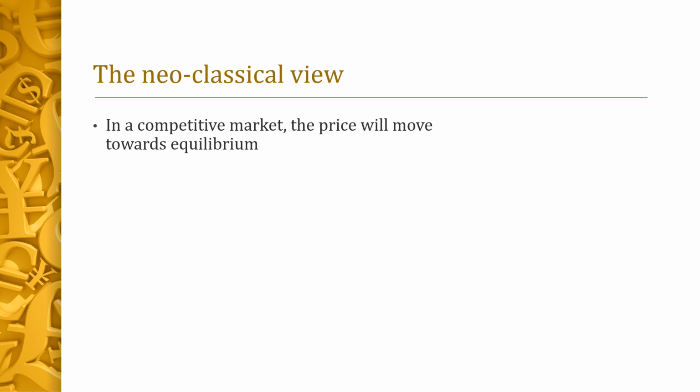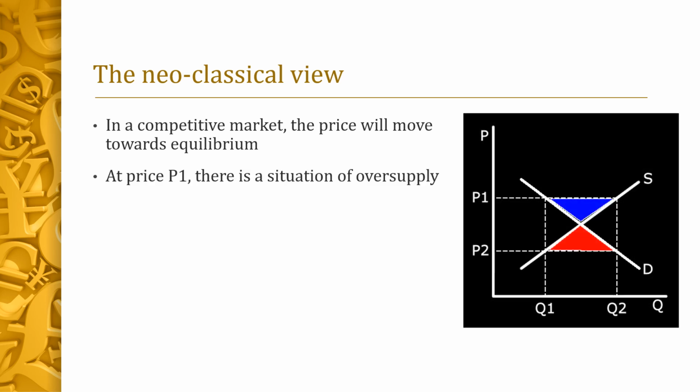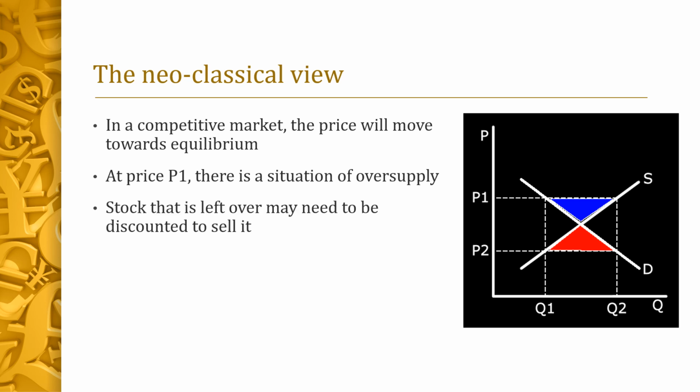If we look at our supply and demand chart here, at price P1, there is a situation of oversupply. That is, there is a greater quantity Q2 being supplied than what is actually being demanded, Q1. The difference will remain unsold. Stock that is left over may need to be discounted to sell it. Producers could consider hanging on to this stock if it is storable, but this would just make the oversupply situation worse in the future.